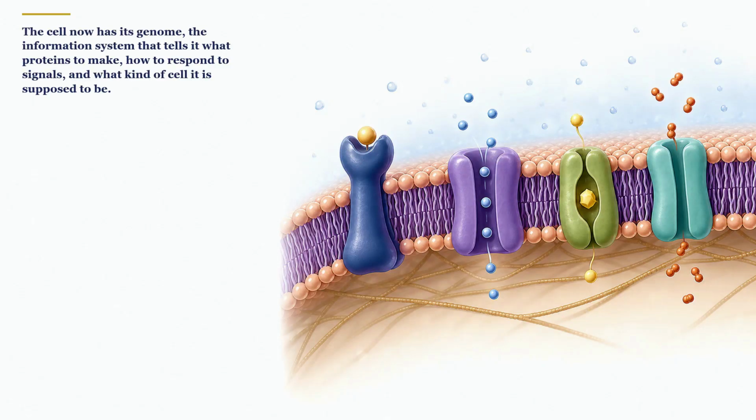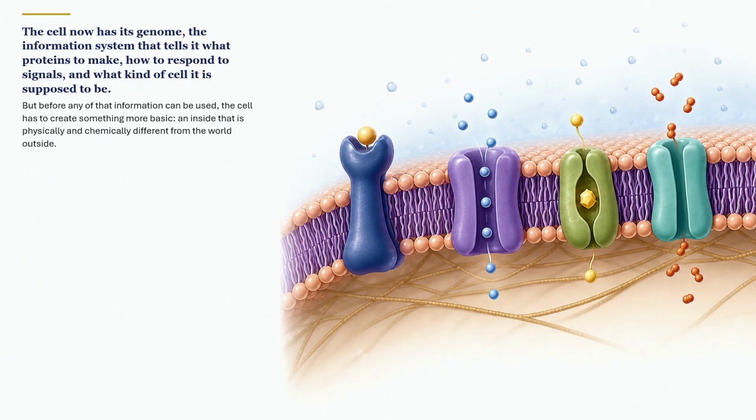The cell now has its genome, the information system that tells it what proteins to make, how to respond to signals, and what kind of cell it is supposed to be. But before any of that information can be used, the cell has to create something more basic, an inside that is physically and chemically different from the world outside. That is the job of the plasma membrane.